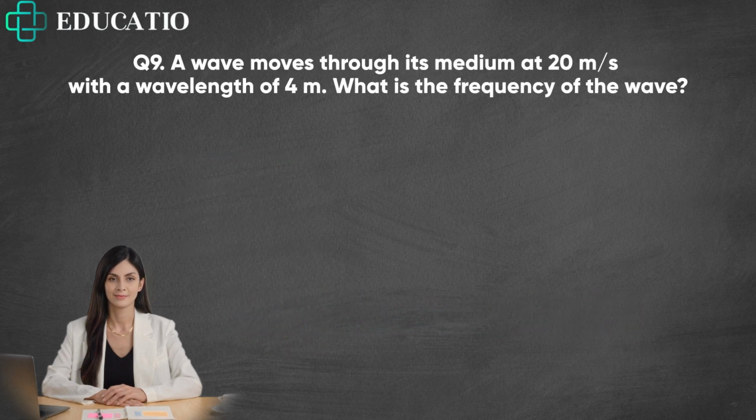Question 9. A wave moves through its medium at 20 meters per second with a wavelength of 4 meters. What is the frequency of the wave? A. 5 second inverse. B. 16 second inverse. C. 24 second inverse. D. 80 second inverse.